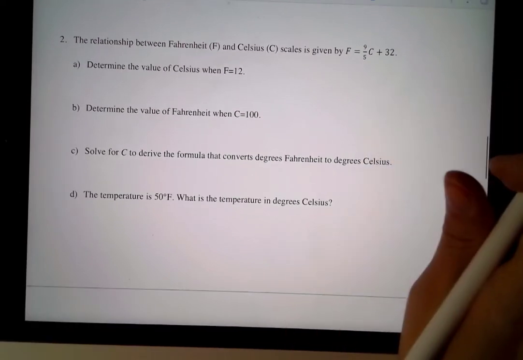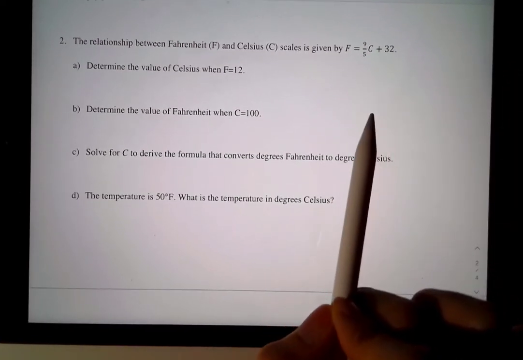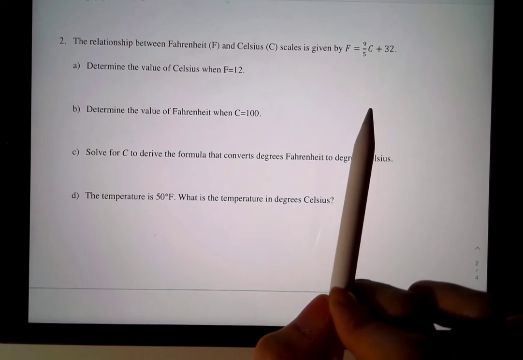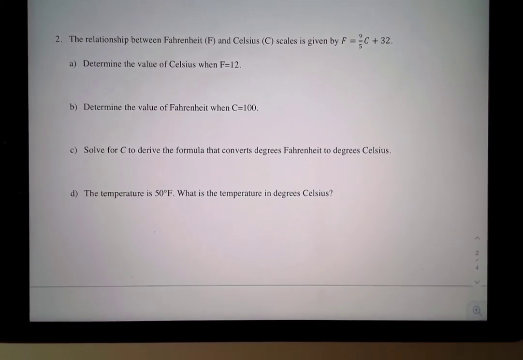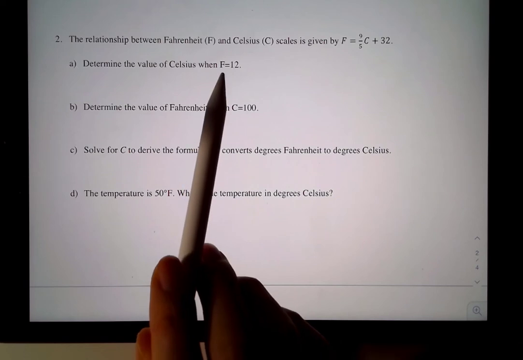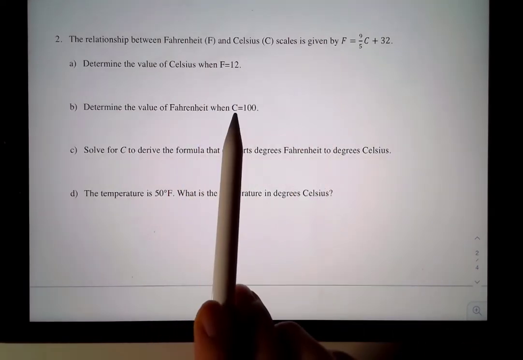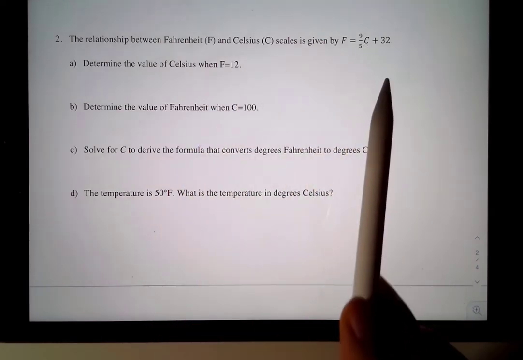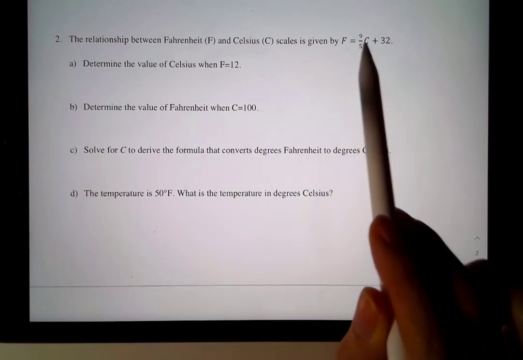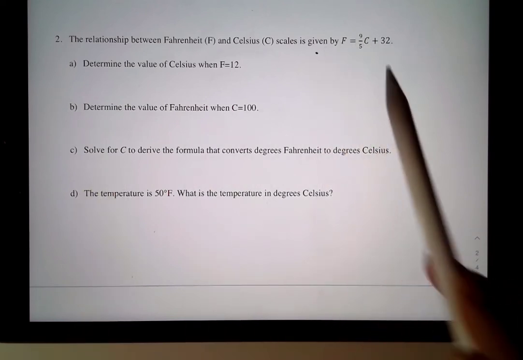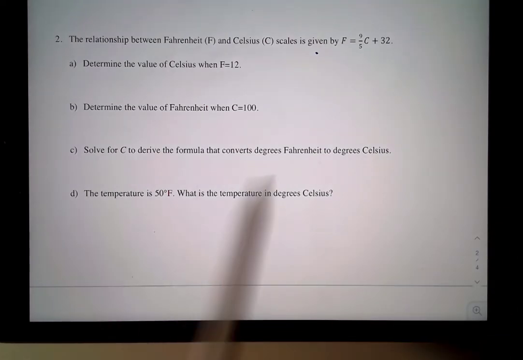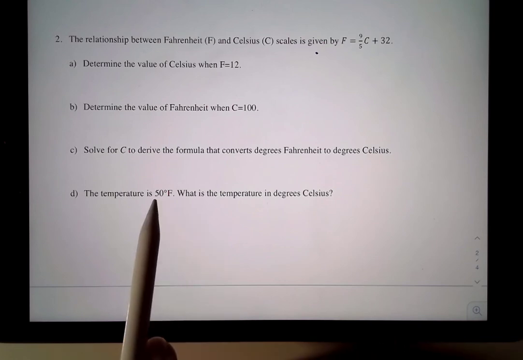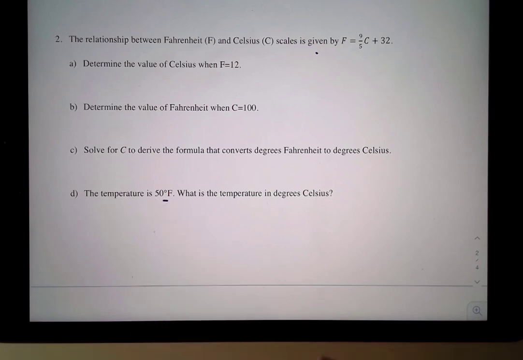So you have a temperature problem one more time. We did Fahrenheit and Celsius before, right? So you're doing it one more time, but with different numbers, so just try it. When F is 12, you put 12 into F. C is 100, you put 100 into C. Solve for C. Do the opposite operation, make it C equals something. After that, use that equation, put 50 into F, and you will get the answer.